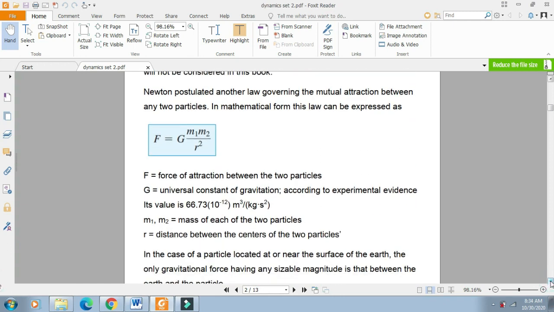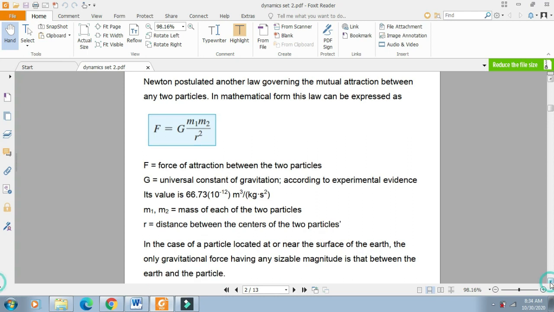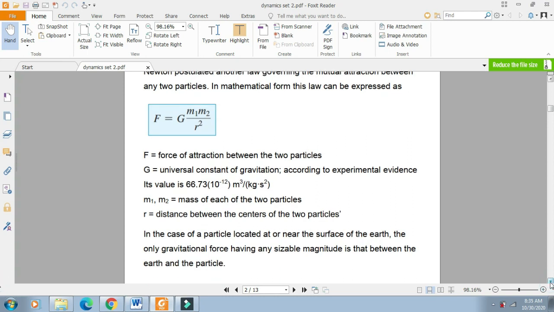Here G is the universal constant of gravitation, its value is written. M1 and M2 are the two particles, and r is the distance between the centers of the two particles. Usually the force of attraction between particles is very small, almost negligible.